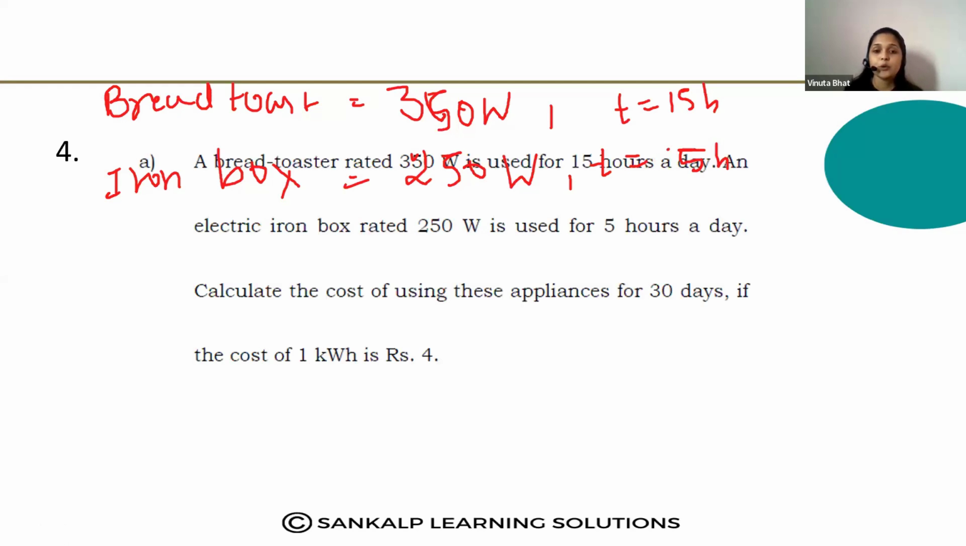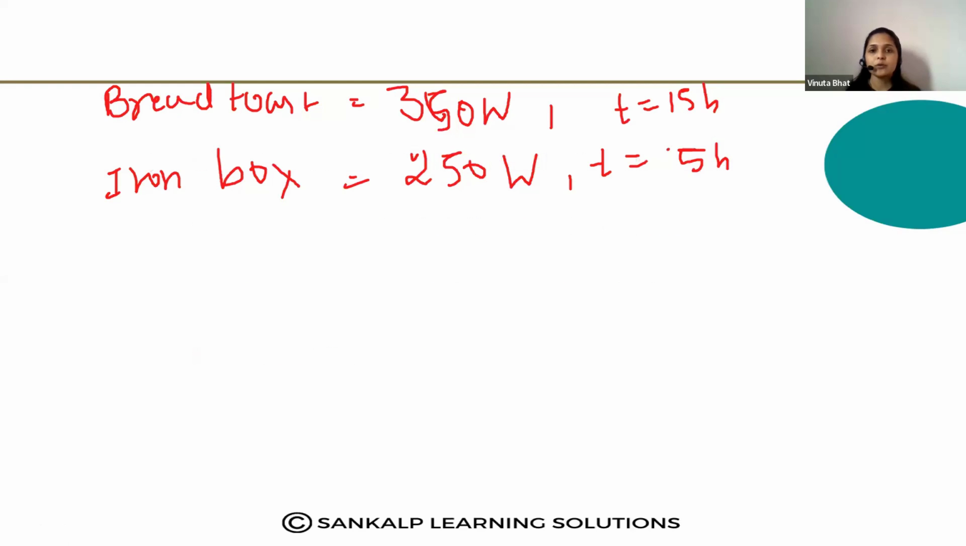Then you have to calculate the cost of using the appliances for 30 days, if the cost of 1 kilowatt is Rs 4. So you have to find out the cost for the 30 days, if these two appliances are used up to 30 days. Okay. Then let us calculate.